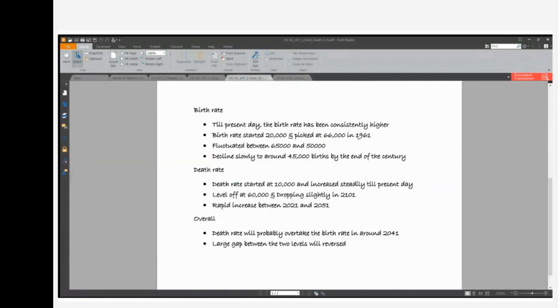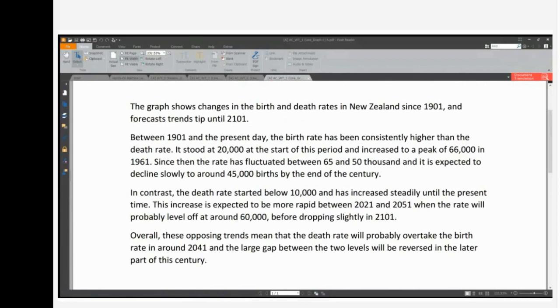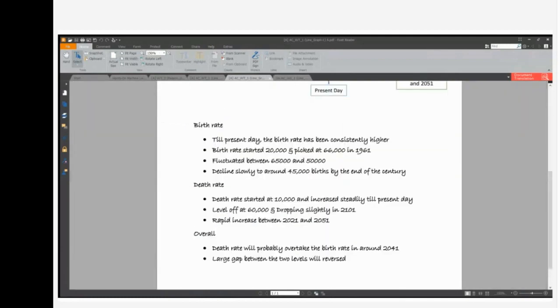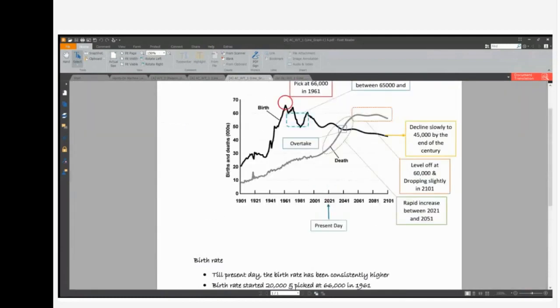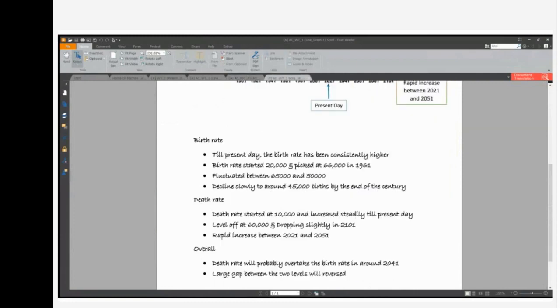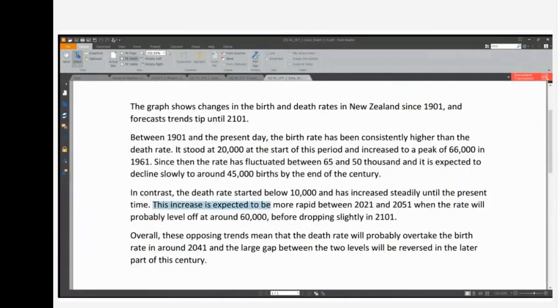The next two things we need to write: the level off at 60,000 and dropping slightly at 2101, and rapid increase between 2021 and 2051. So this increase is expected to be more rapid between 2021 and 2051, and then the rate will probably level off at around 60,000, before dropping slightly in 2101. So we are just describing the graph here and the trend here, as you can see, and we are using a long complex sentence here to describe the things. These are the good practices you need to do while you are writing.